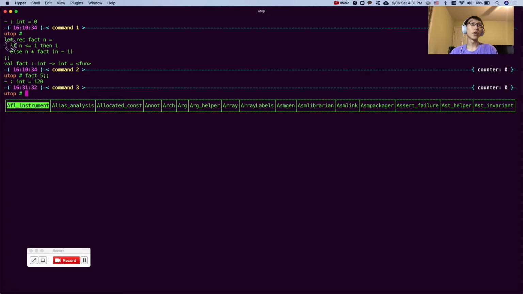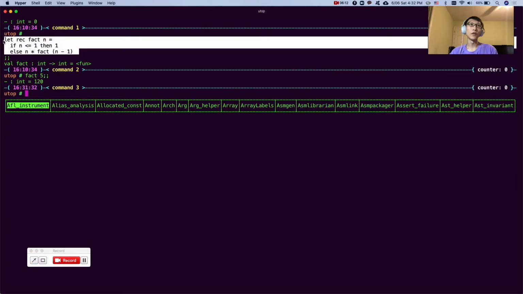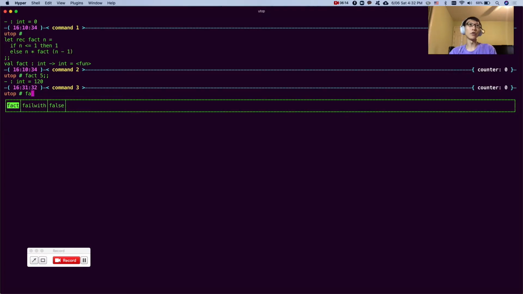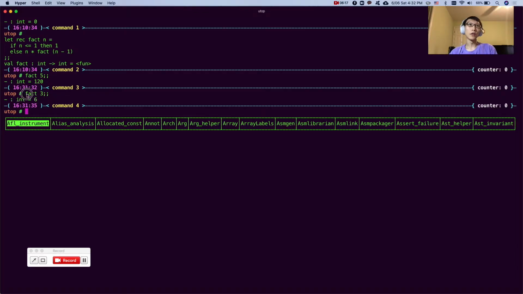Okay, let's go into the if statement. If n is less than or equal to 1, then we return 1. Otherwise, we return n times fact of n minus 1, so the number below it. And this is exactly how the factorial function is defined. This looks all good, and we can try some other numbers here to see that indeed this works.